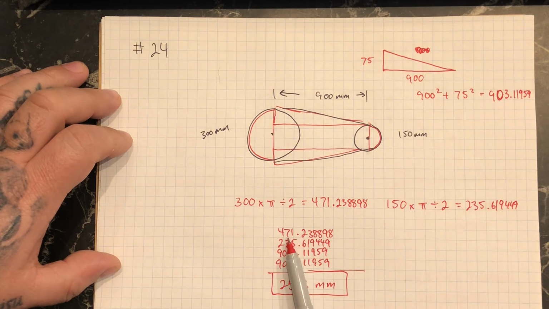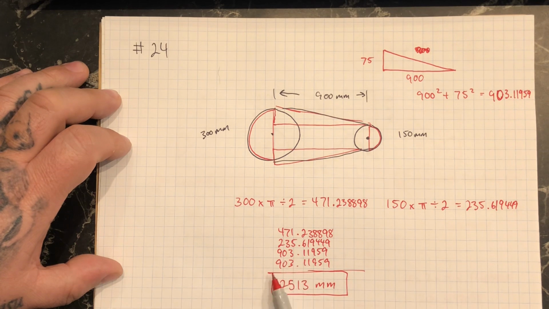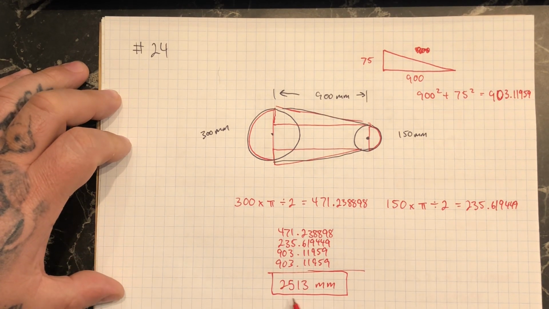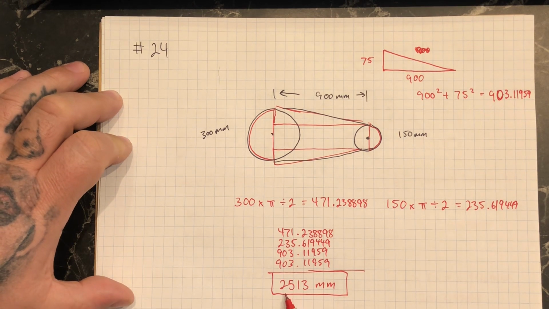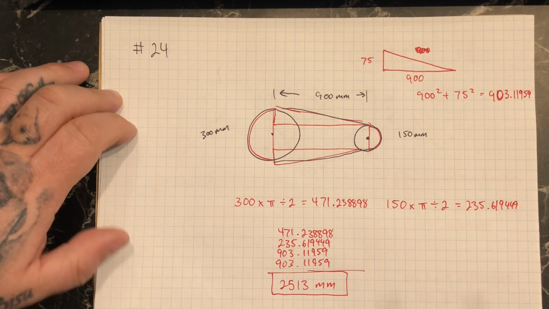And then we just add them all together. So 471, 235, 903, 903, and I've already rounded this one off because they wanted the closest full millimeter. So we end up with 2,513 millimeters.